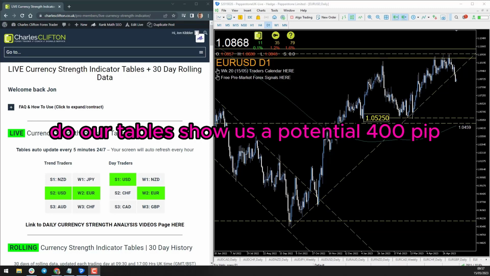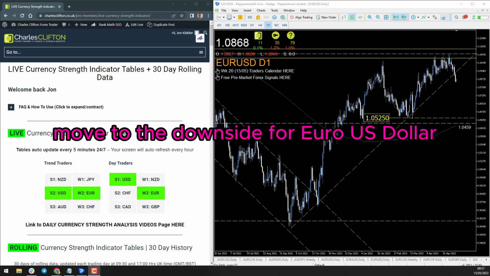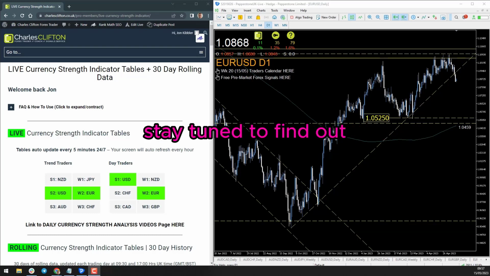Do our tables show us a potential 400 pip move to the downside for Euro US dollar? Stay tuned to find out.